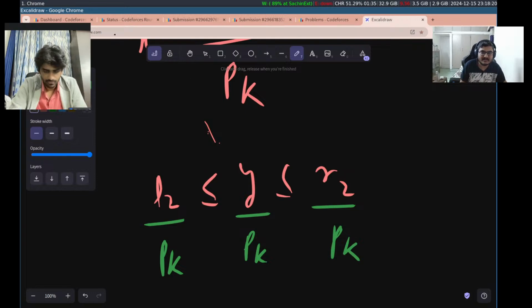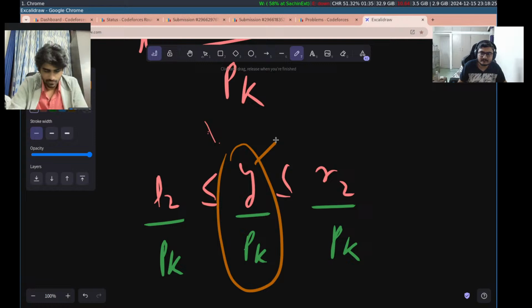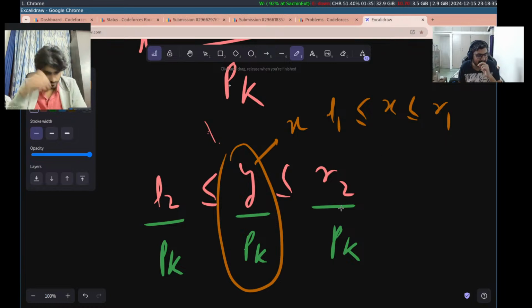This will give, and now we can replace this by x. And we have another constraint that x is between r1 and l1. So now we can find all the numbers which are common between those two ranges, and we can print that.